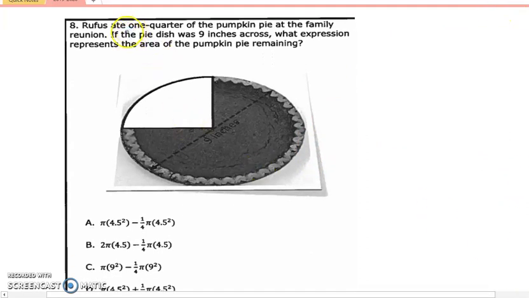It says Rufus ate 1/4 of the pumpkin pie at the family reunion. If the pie dish was 9 inches across, what expression represents the area of the pumpkin pie remaining?